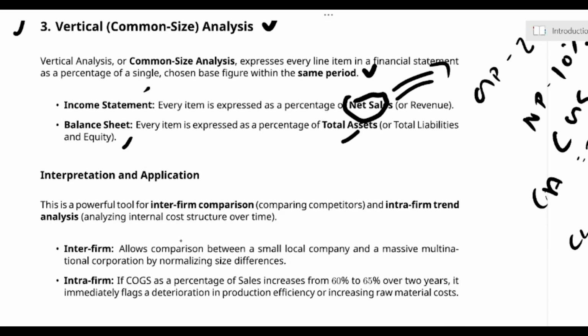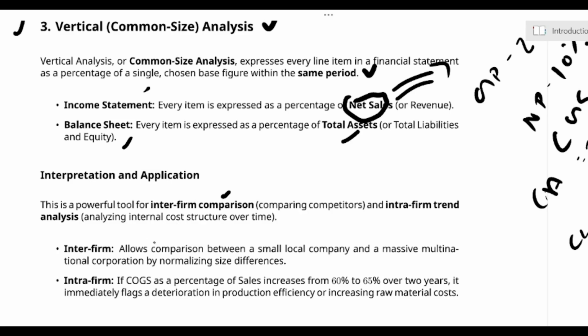So the vertical or common size financial statement is a powerful tool for inter-firm comparison and intra-firm trend analysis, analyzing internal cost structure over a period of time. So we can compare our comparative vertical financial statement with other companies or industry benchmark financial statements, and also use it for internal analysis, seeing how our internal cost structure is moving over a period of time.